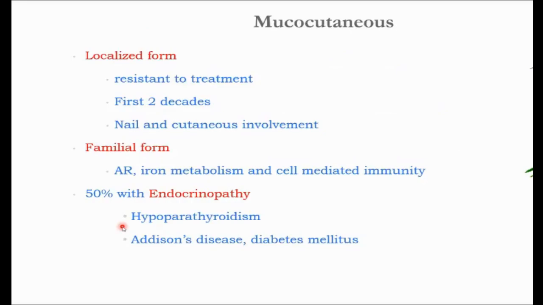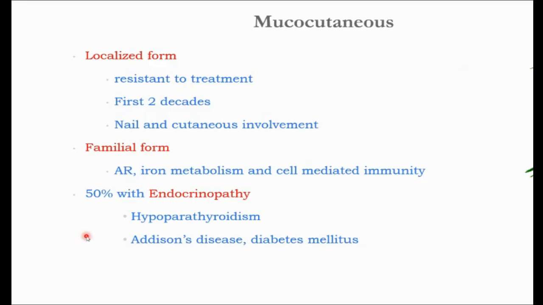The last type is the mucocutaneous type. There is a localized form which is resistant to the treatment, and it occurs in the first 2 decades of life. The nails and the skin are involved in this type. The familial form is autosomal recessive.